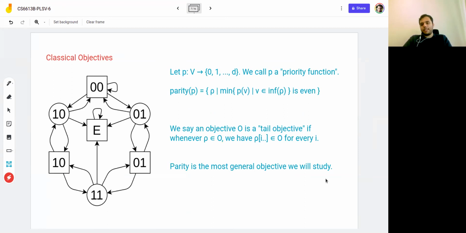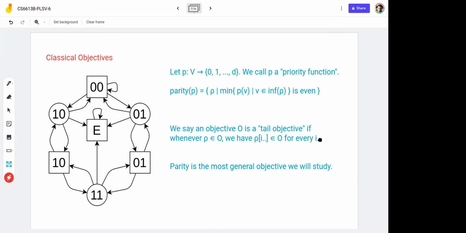So basically, I have a set T of vertices, and I want to visit this set T infinitely many times. How do I turn this to a parity condition? And in the parity condition, I have to basically assign a priority to every vertex instead of just taking a subset of vertices. And then I want to know that the minimum priority that is visited infinitely many times is even.